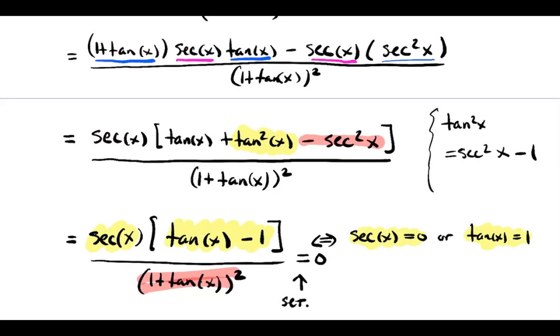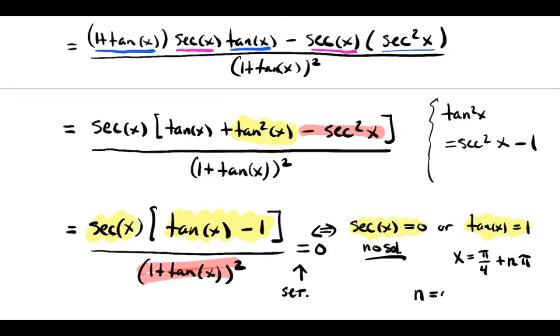The secant of x, secant is 1 over cosine. 1 over cosine is never 0. So there are no solutions to secant x equals 0. So they only come from here: the tangent of x is equal to 1. And one angle in the unit circle for which tangent is 1, where sine is equal to cosine, is pi over 4. But tangent is a periodic function with period pi, every pi units. So you can take that pi over 4 and add any whole number multiple of pi. So n here could be 0, plus or minus 1, plus or minus 2.